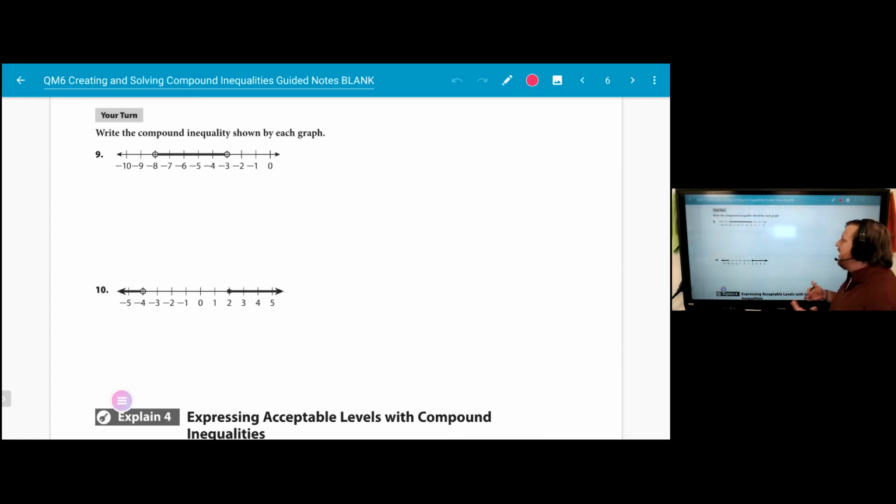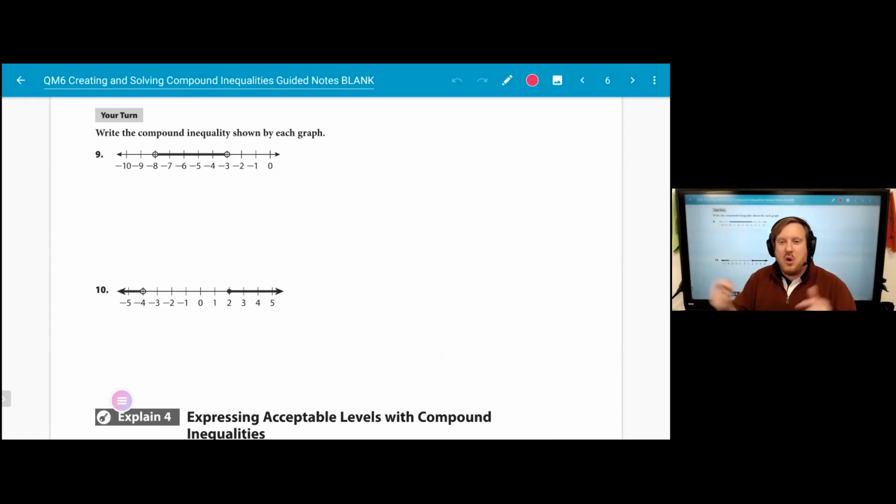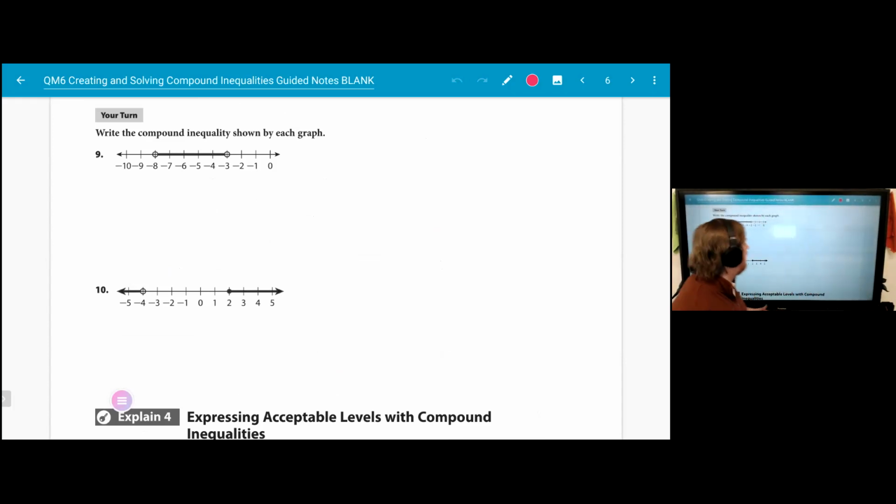Number 9 right now. That is an and. I know that for sure because it's going in. There's no arrows pointing out. So I'm going to start by writing x that has to be greater than something, and then x has to be less than something. The number on the left is -8. That's the lowest it could possibly be. It cannot be equal to it because that's an open circle.